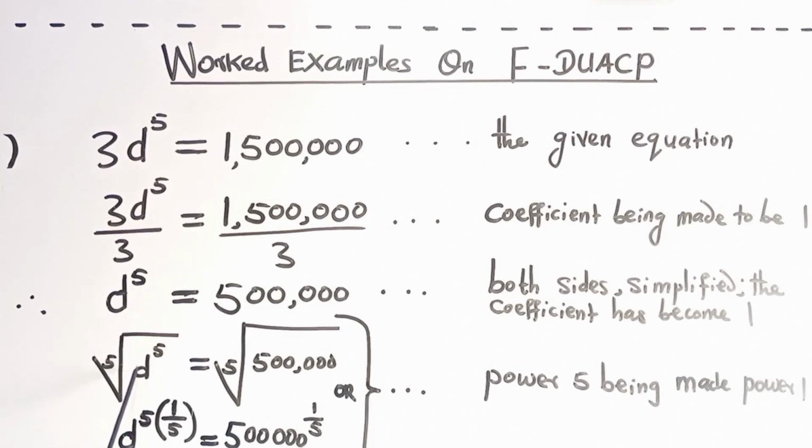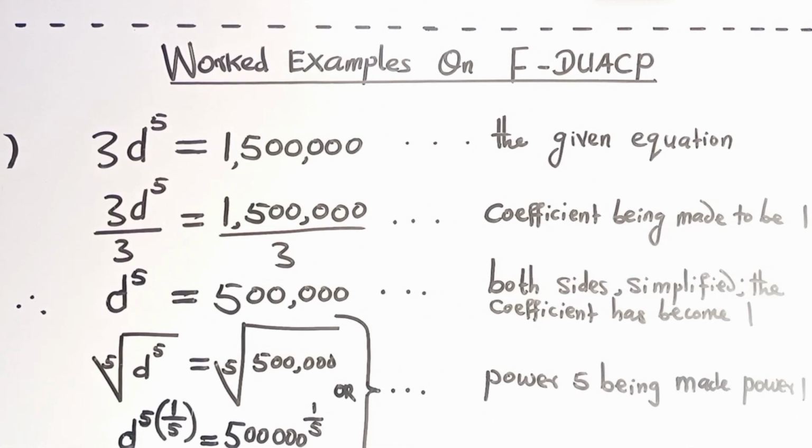If this had been d to the power 4, it should have been the 4th root that will clear it. If this had been power 2, it should have been square root that will clear it. If this had been to power 3, it should have been cube root that will clear it. But now that it is power 5, it is the 5th root that will clear it as well. We're using it here. So this is the 5th root. As earlier explained, this type of expression, when evaluated, will give us d.